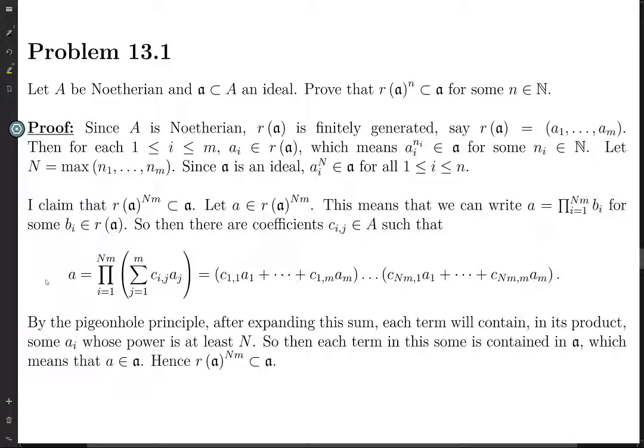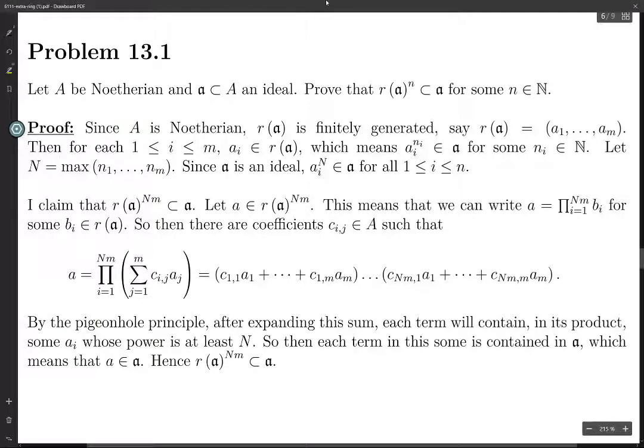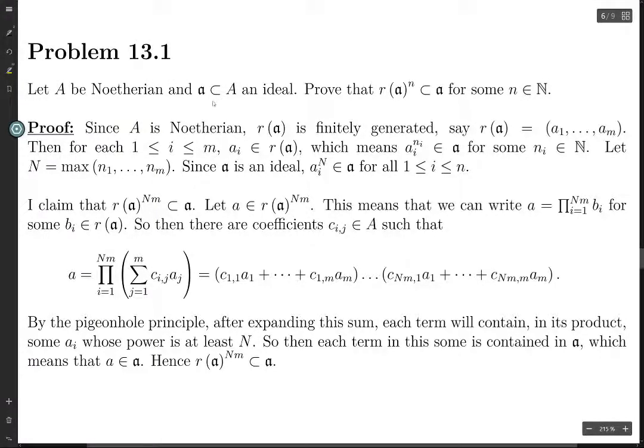Alright, I'm on a roll with these exercises, so let's keep going. Let A be Noetherian and let 𝔞 be an ideal. I want to prove that there is some natural number n such that taking the radical of 𝔞 and raising this ideal to the power of n will be contained in 𝔞.